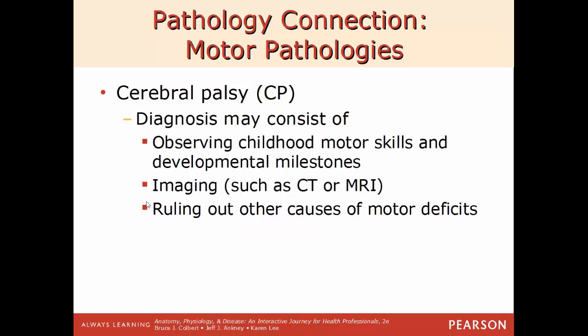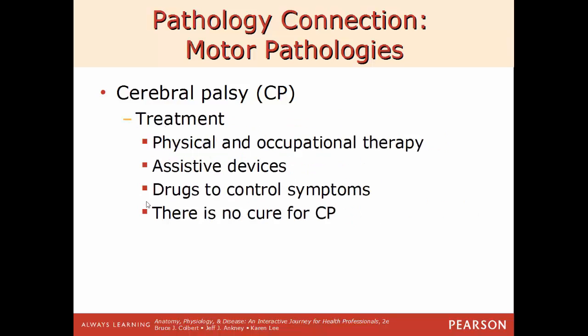Diagnosing of CP could consist of observing childhood motor skills and looking for developmental milestones, imaging such as a CAT scan or MRI, and also ruling out other causes of other motor deficits. Treatments for CP: physical therapy, occupational therapy, assistive devices, wheelchairs, for example, or braces, drugs to control symptoms. But unfortunately, there's no cure for cerebral palsy.